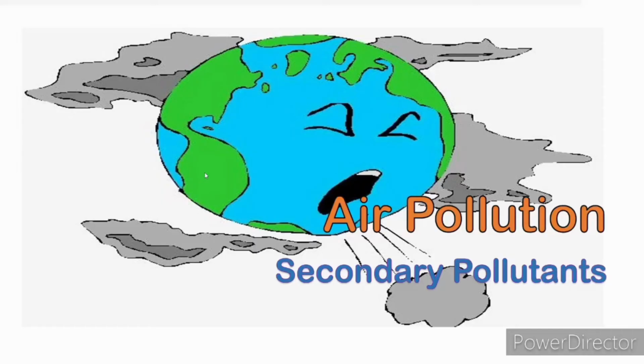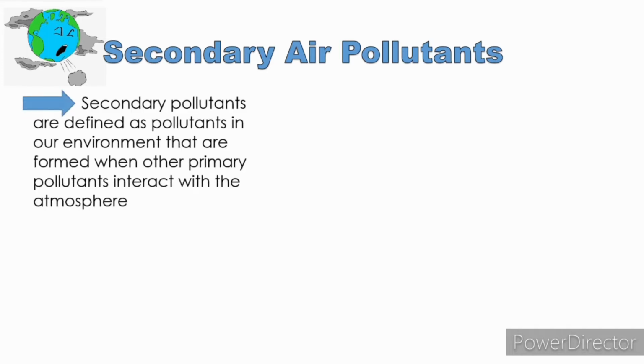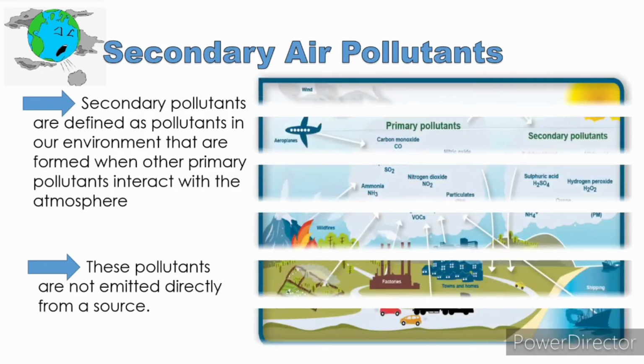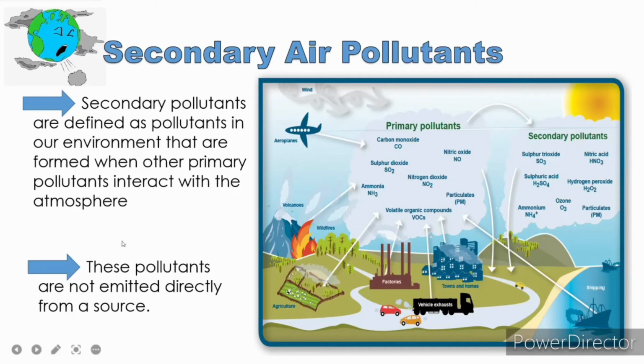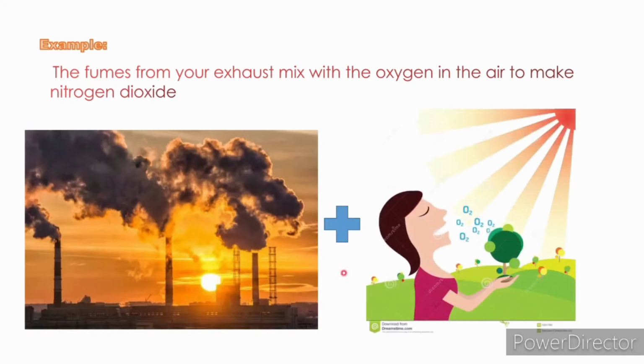Hi, I am Margie Gonawa and I'll be reporting on secondary pollutants under air pollution. Secondary air pollutants are formed when primary pollutants interact with the atmosphere. So these pollutants are not emitted directly from a source. Those primary pollutants from our environment will now interact with the atmosphere and become secondary pollutants. For example, the fumes from our exhaust will mix with oxygen and produce nitrogen dioxide, and this is now the secondary air pollutant.